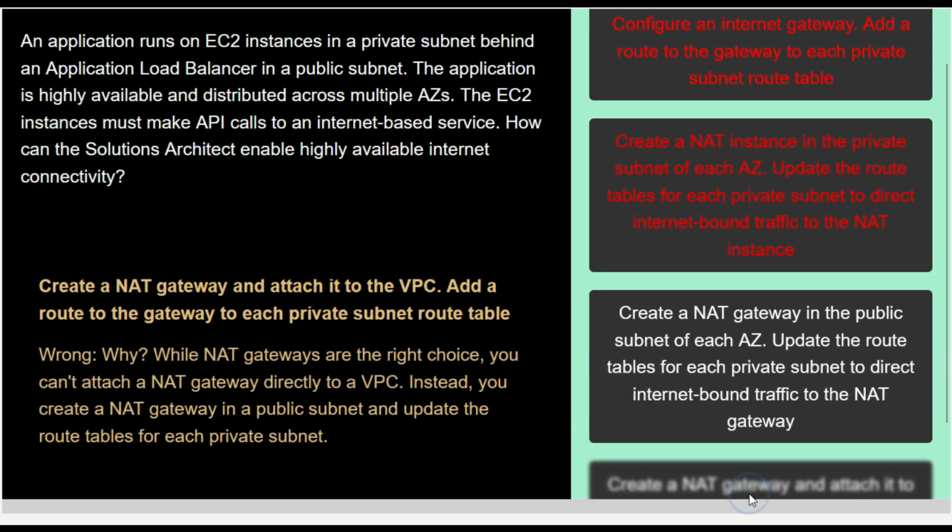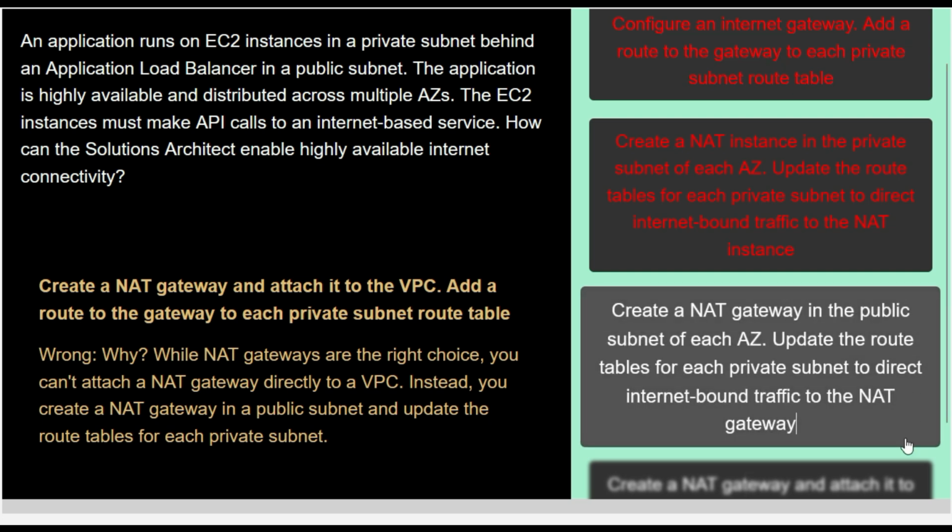Let us go to option number 4 now. Create a entity gateway and attach it to the VPC. Add a route to the gateway to each private subnet route table. This is also wrong. Why? While NAT gateways are the right choice, you can't attach an NAT gateway directly to the VPC. Instead, you create a NAT gateway in the public subnet and update the route tables for each private subnet. So this is why option number 4 is also the wrong answer.